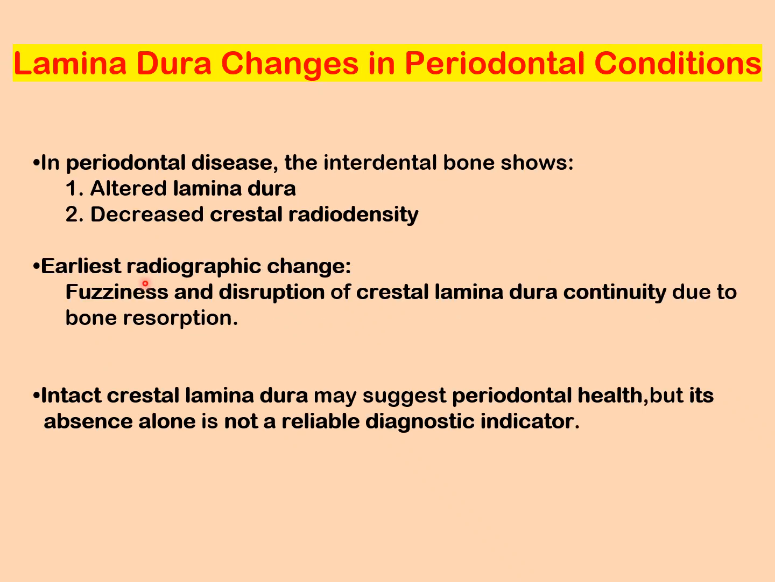So let's see what changes are seen in lamina dura in periodontal conditions. In periodontal disease, the interdental bone shows altered lamina dura and there is also decreased crestal radiodensity. The earliest radiographic change which is visible is the fuzziness and disruption of the crestal lamina dura continuity due to bone resorption. Intact crestal lamina dura may suggest periodontal health, but its absence alone is not a reliable diagnostic indicator.